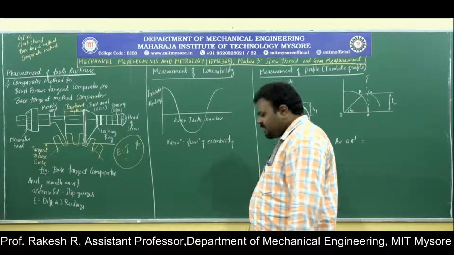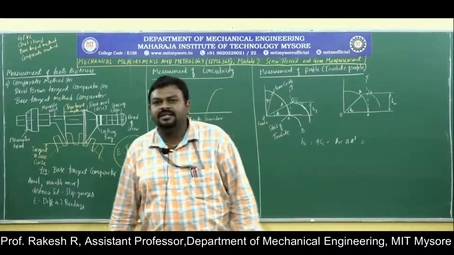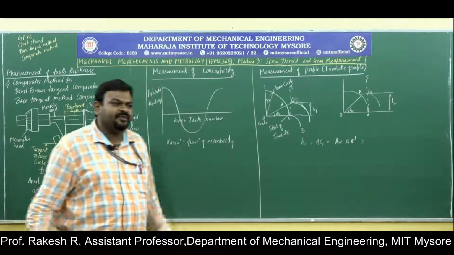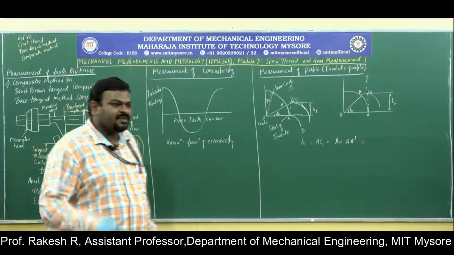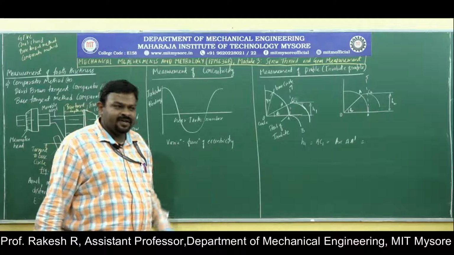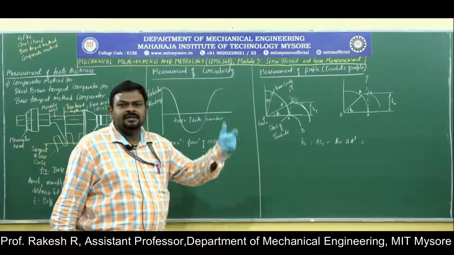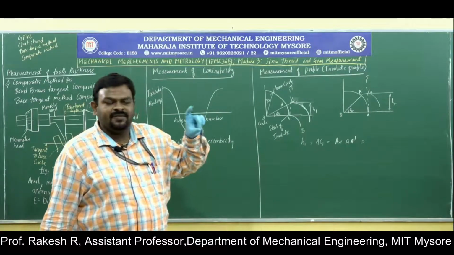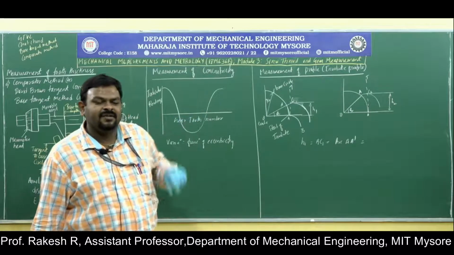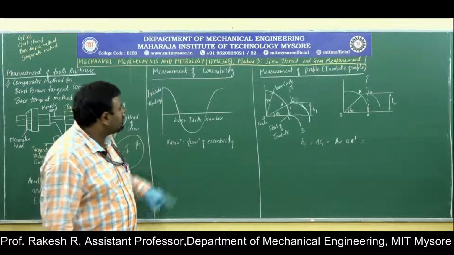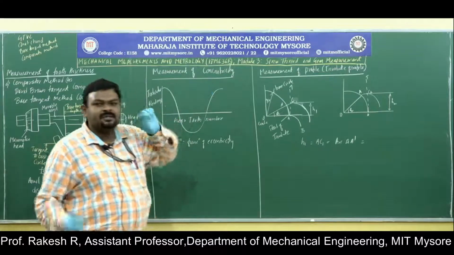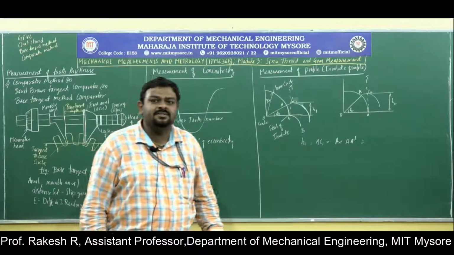The next thing is measurement of concentricity. What is concentricity? During meshing of gears, two gears need to be concentric. If there is a shift, there will be a runout. If there is any runout, then the radial distance will give you the runout, and that will damage and lose power. Concentricity means having the same center.